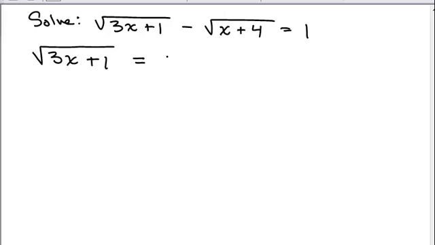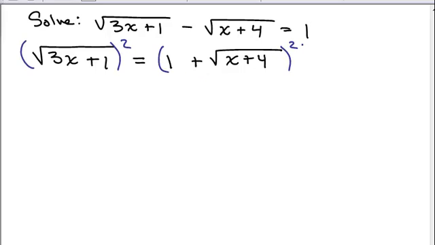So I'm going to write that as 1 plus the square root of x plus 4 on the right hand side. Now that we've isolated at least one square root, then we square both sides. Remember, when you square both sides, it's extremely important to check your solutions. You might get extraneous roots. So on the left-hand side, when you're squaring the square root, you get what's right under that square root. So our answer is going to be just 3x plus 1.